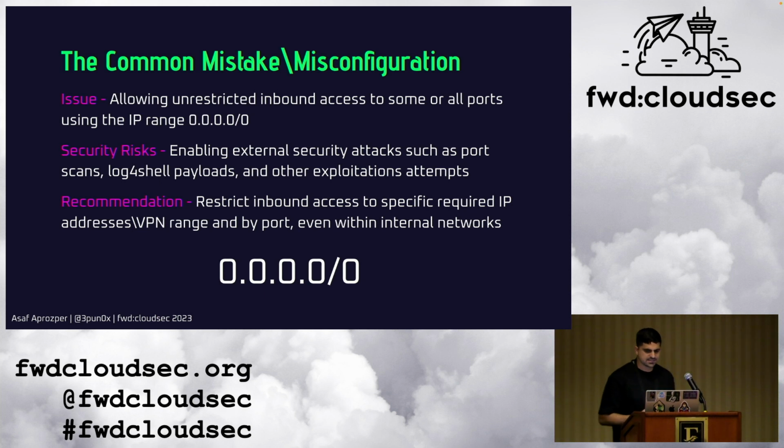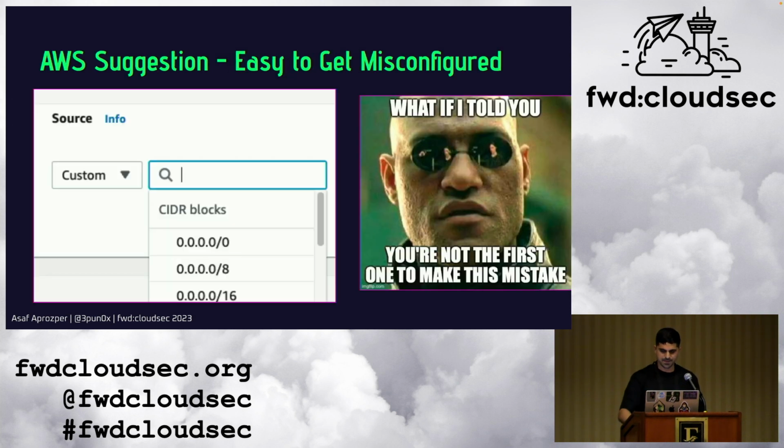Give it about 5 minutes and you'll start seeing external attacks coming in like a swarm of bees. Things like port scans, log4shell payloads, and other sneaky exploitation attempts, even when they have no clue what platform you're running behind your exposed asset. But hey, it's easy to make a mistake, right? Especially when AWS presents the public exposure CIDR block, Quad 0, as the first choice when you're setting up an inbound rule in your security group.